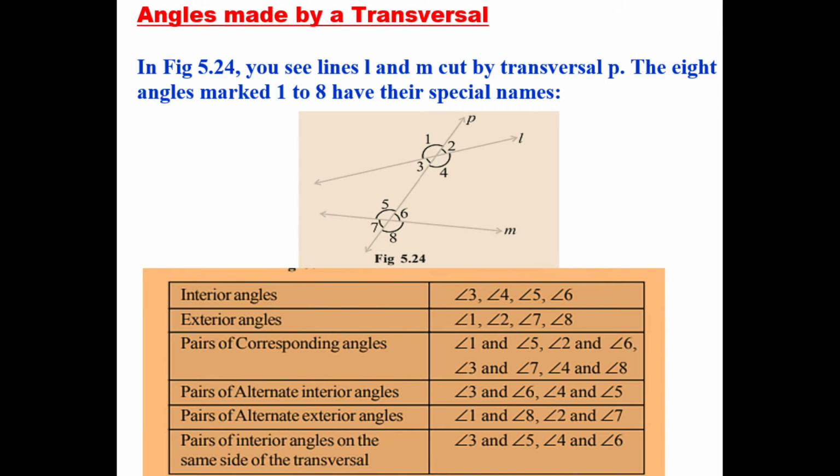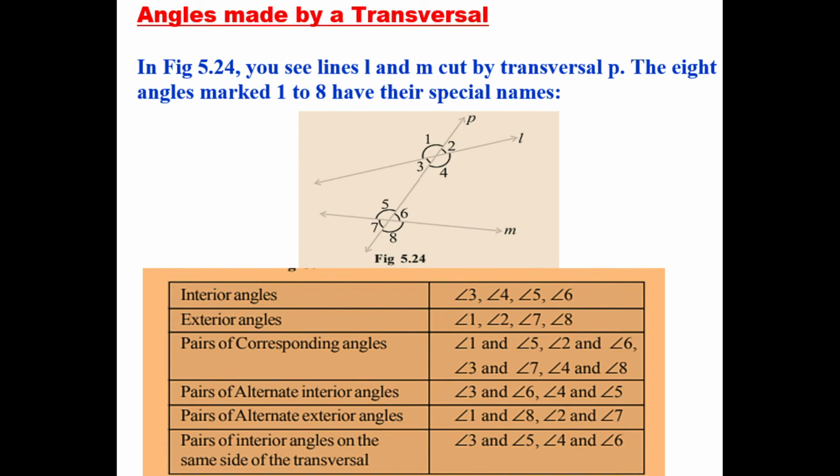Now pairs of corresponding angles. You can find out 4 pairs of corresponding angles. 1 and 5, 2 and 6, 3 and 7, 4 and 8 are 4 pairs of corresponding angles. You might have studied this in 6th class also, just to recall it.